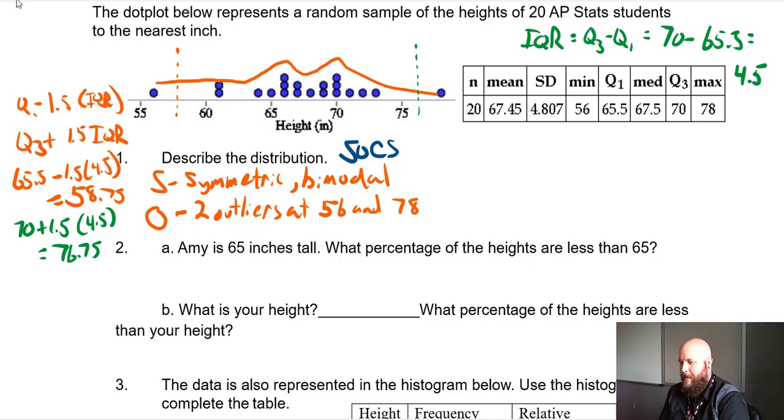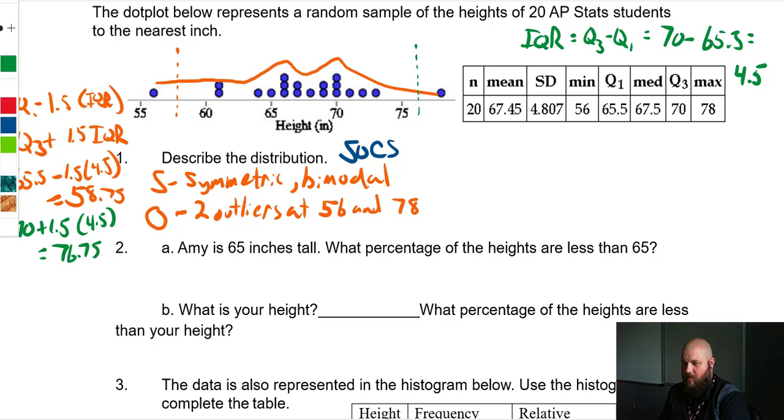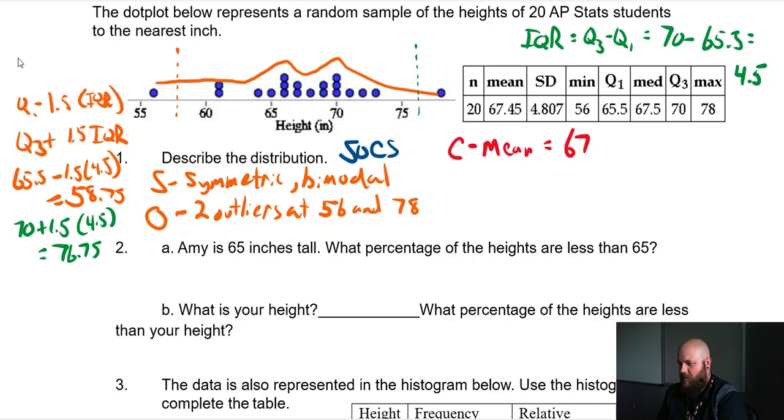All right. Now our center. Use a different color so we don't get too mixed up here. We'll do red. So our center. What do we want to use for the center? If we have symmetric, then we want to use our mean value, right? And since it's already given to us, it's pretty easy, right? So let's just say our mean is our center, since we're symmetric bimodal, our mean, which was 67.45.